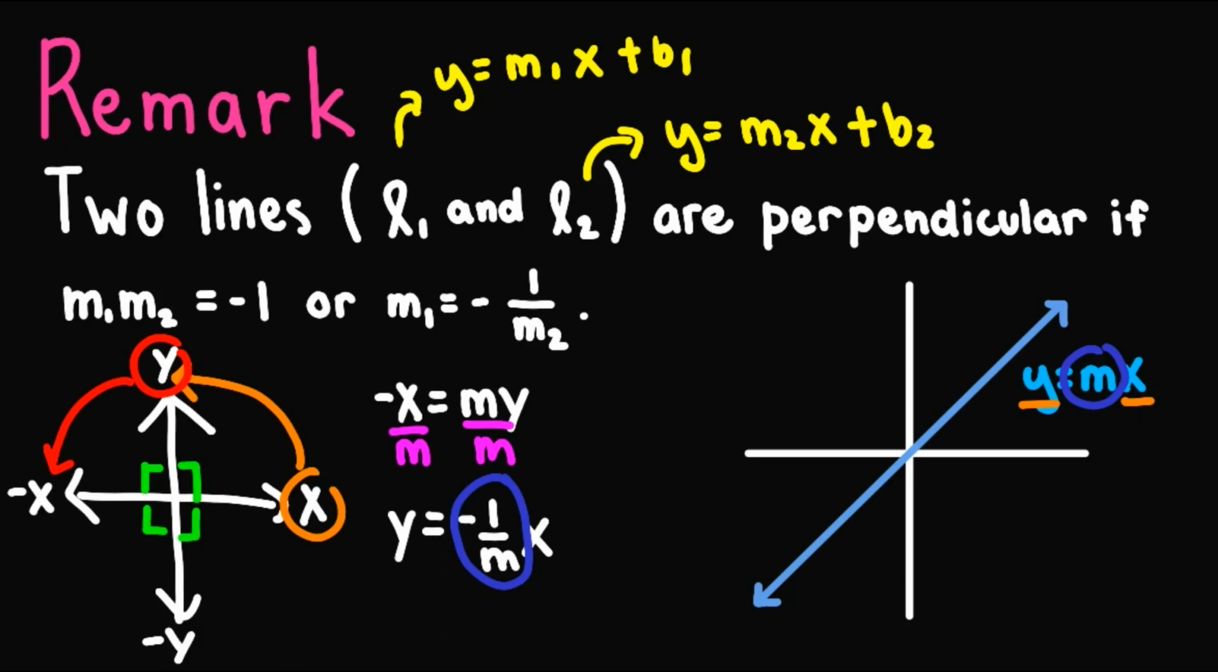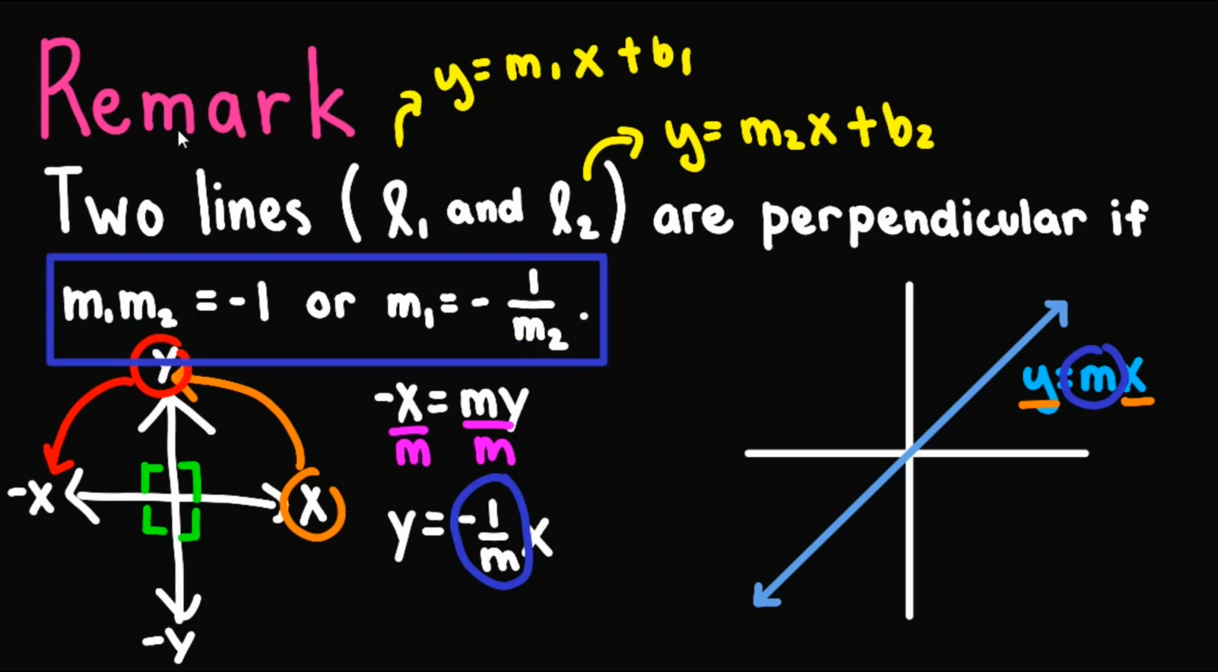So again, what you need to remember in here is this. And since we have an "or" here, you may only need to choose one of these to prove that two lines are perpendicular. So let's try to understand and learn more about this through an example.